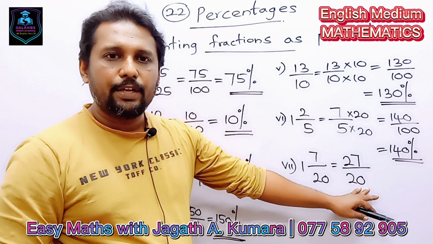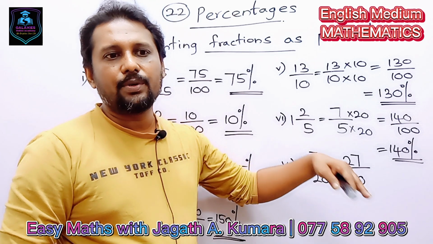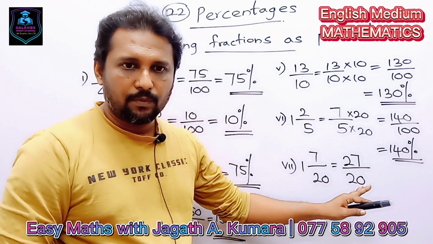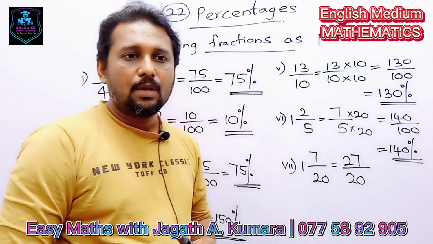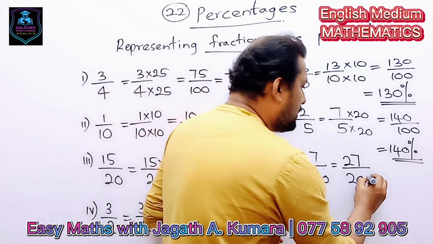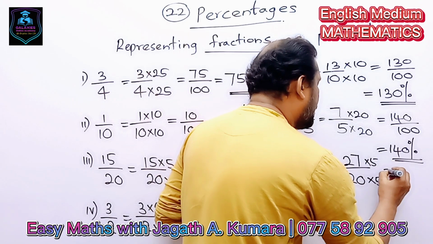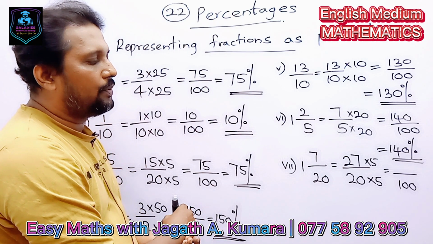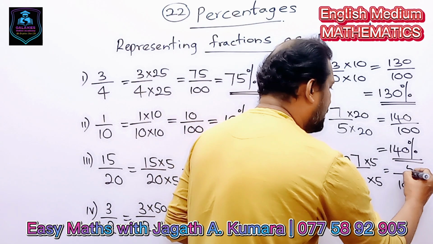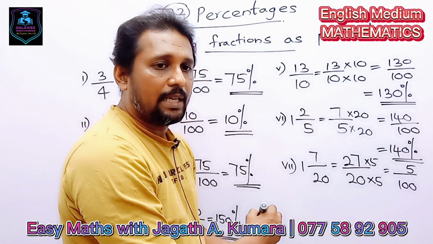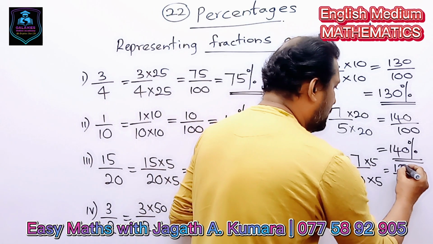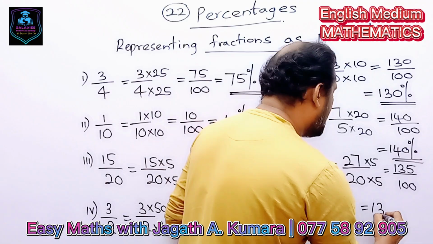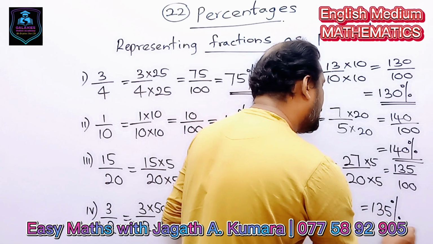Then this denominator is 20. We want to convert into 100. So you have to multiply this one by 5. Both numerator and denominator you have to multiply by 5. 20 multiply 5 is 100. 27 multiply 5, what is the answer? 5 times 7, 35, remaining 3. 5 times 2, 10. 10 plus 3, 13. 135 over 100. Then we can write as the percentage 135%.